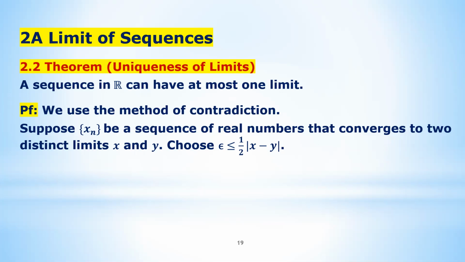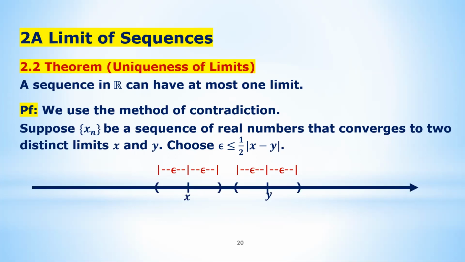Now, thinking about the proof, the idea is very simple. Think about this case on the number line. You have x and y, which are considered as two distinct limits of the sequence xn. And then I'm going to create two intervals, centered at x and y, so that these two intervals have no intersection. They are separate. Obviously, I can reach this by choosing the radius of the interval to be something less than half of |x minus y|.